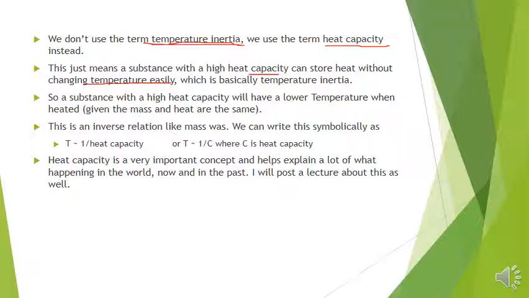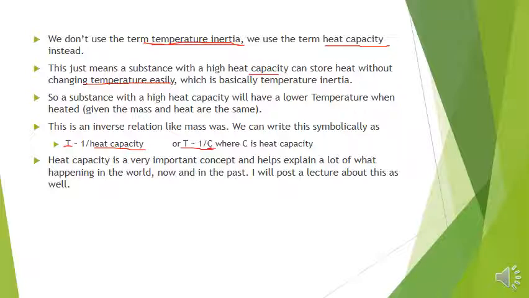So again, it's kind of like mass. The more heat capacity, the less change in temperature. So what we have is an opposite effect. Temperature is related to the opposite of the heat capacity, or the inverse, 1 over the heat capacity. And we could write it as this. Temperature is related to the opposite of the heat capacity. Heat capacity is given a letter C.